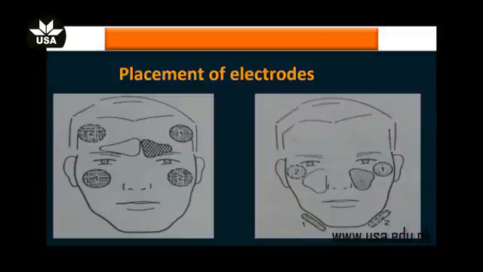Here on the screen you can see the placement of the electrodes arranged in a diagonal manner. One set is diagonal to the other set. And these are for different types of sinuses that are targeted according to our choice.